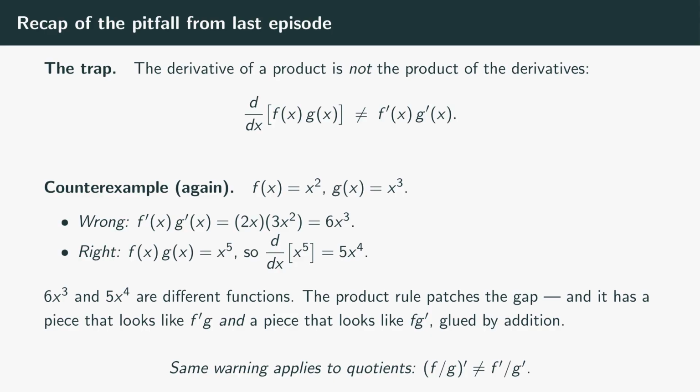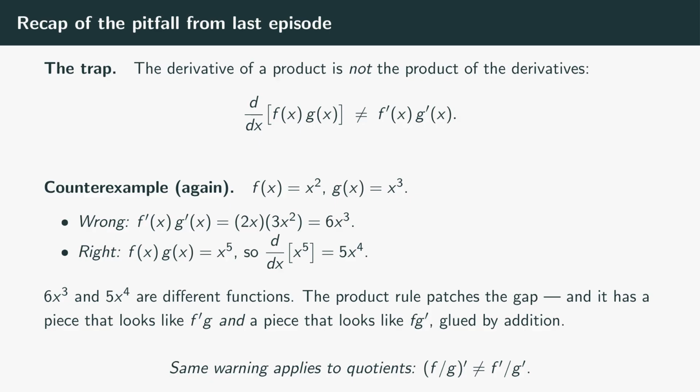Quick recap of the pitfall, since the whole episode is built around fixing it. The derivative of f times g is not f prime times g prime. The clean counterexample, the one we drew last time, takes f equal to x squared and g equal to x cubed. The product is x to the 5th, and the power rule says the derivative of x to the 5th is 5x to the 4th. The wrong way, multiplying the derivatives, gives 2x times 3x squared, which is 6x cubed. 5x to the 4th and 6x cubed are not the same function.